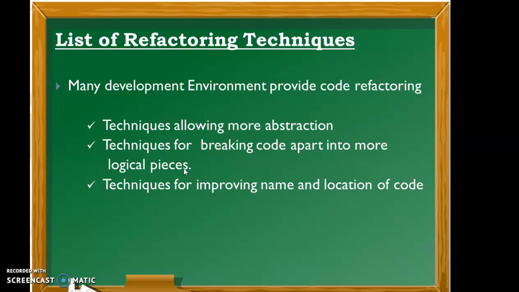And the third technique is techniques for improving the name and location of the code. We move methods or fields to the appropriate class. We change the name of a method or field to a user-friendly name. The name should signify the purpose of the method or variable. Here we use the concept of superclass from object-oriented programming, and the concept of subclass, and refactoring is carried out.